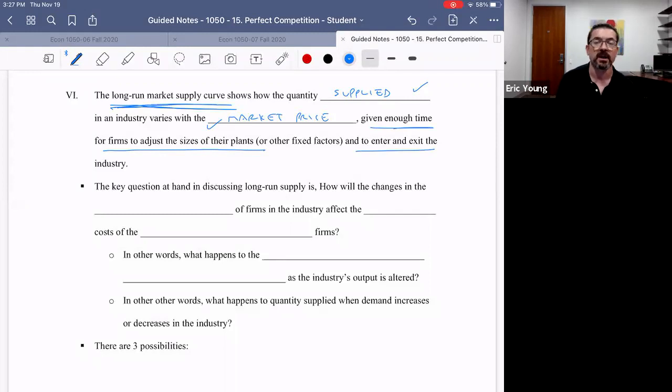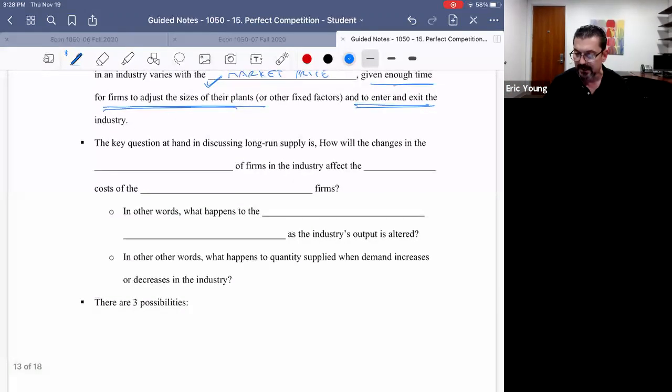In our last video, we discussed the short run to long run transition. And we learned that if there's profits, existing firms can expand, new firms can enter, industry output goes up. And when there's some losses, some existing firms will contract and some firms will exit, also adjusting the industry output. What the long run market supply curve looks at is the connection between the market supply and the market price, but critically, given sufficient time for all that adjustment and for all of that entry and exit to happen.